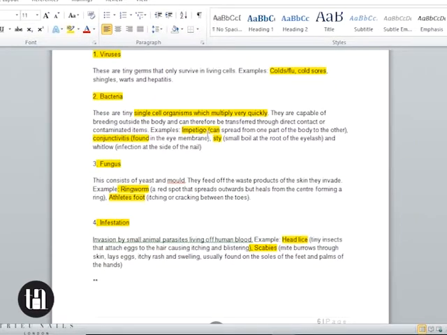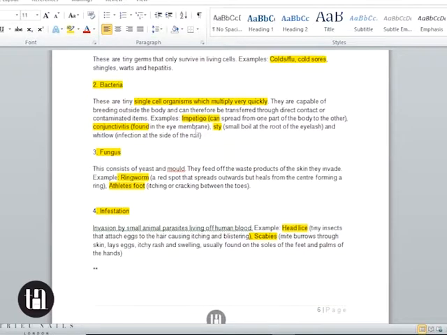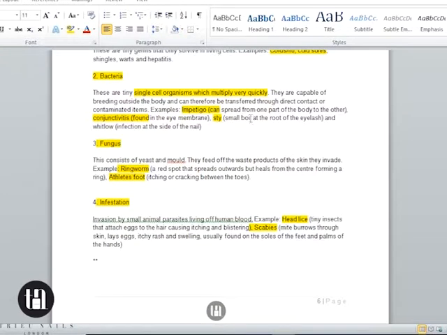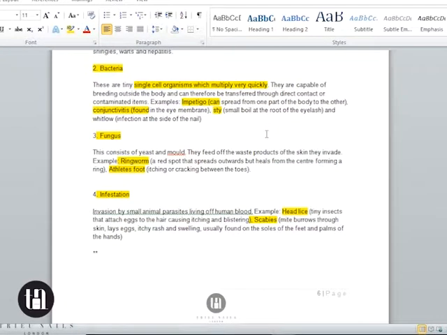Number two, you have bacteria. So single cell organisms that multiply very quickly. For example, impetigo, conjunctivitis, which is on your eye, and then you have stye, which is when there's a small boil at the root of your lashes.